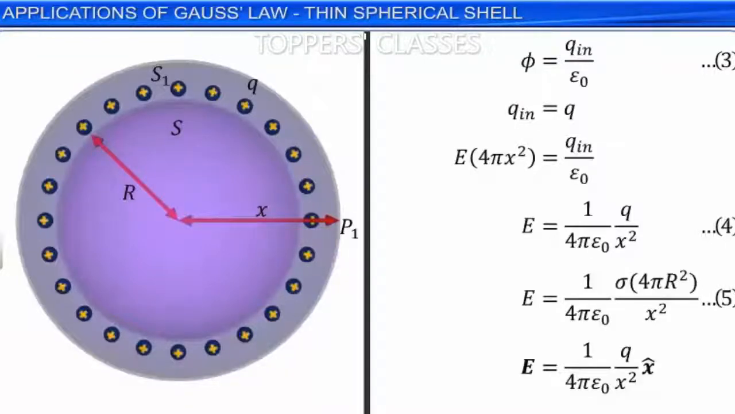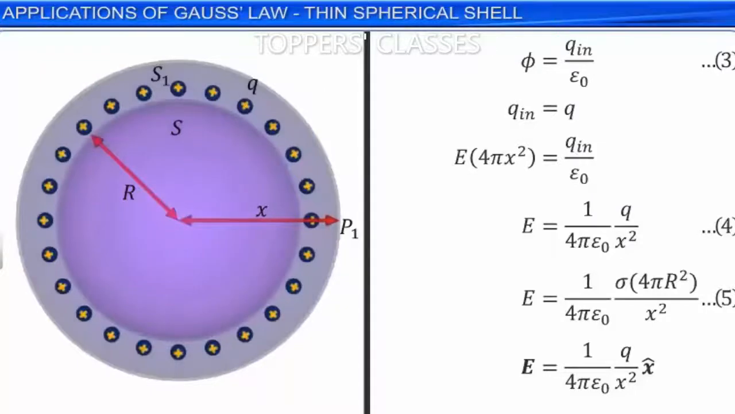Thus, for any point P1, which is considered outside the uniformly charged shell, the electric field due to the shell is as if the entire charge on the shell is concentrated at its center.